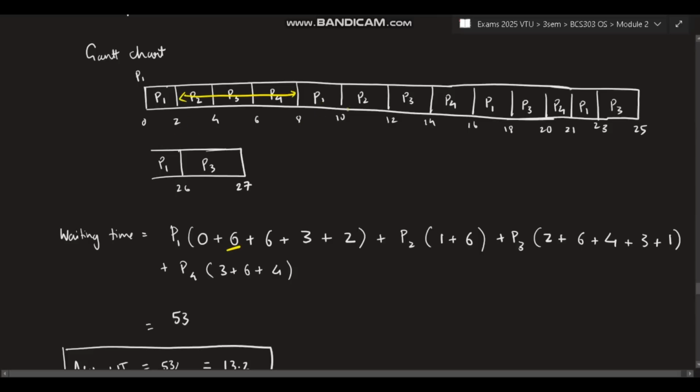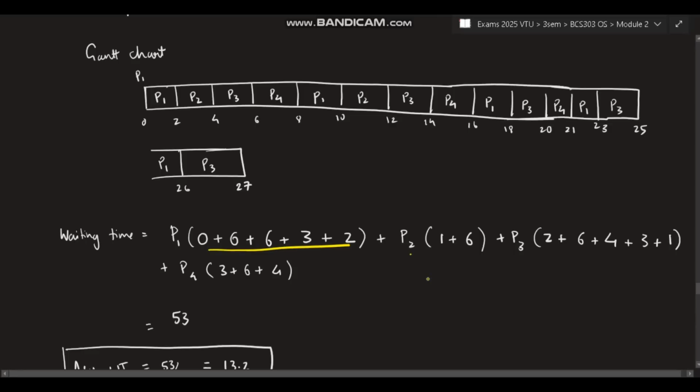Next, P1 stopped here and started again here. 16 minus 10, that is 6. Okay. Next, P1 stopped here and resumed here. So 21 minus 18, 3. Next, P1 stopped here and resumed after 25. So 25 minus 23, 2. After that, P1 stopped here and that's all. P1 has no more time, which means it got completed. So we'll take these times and add.